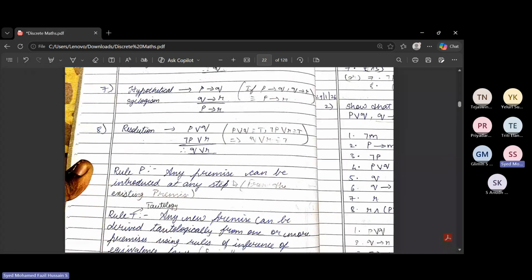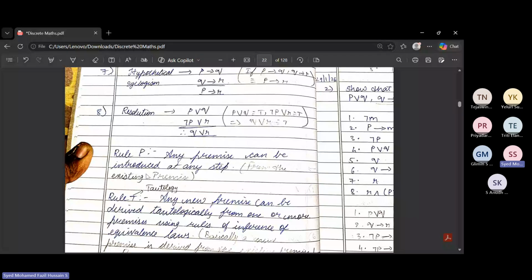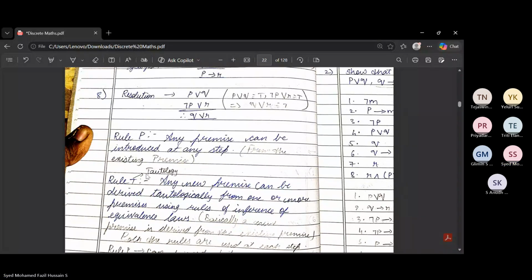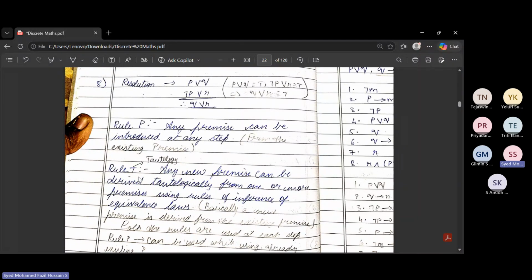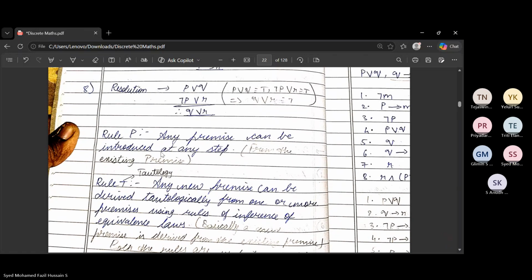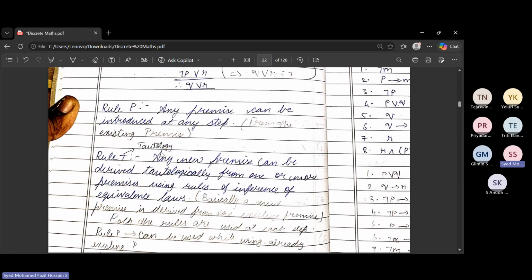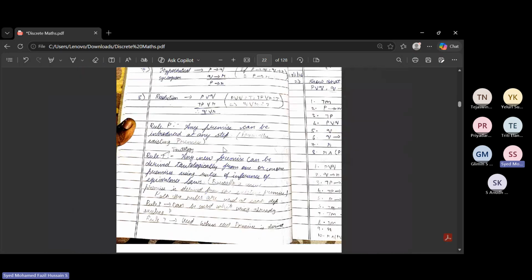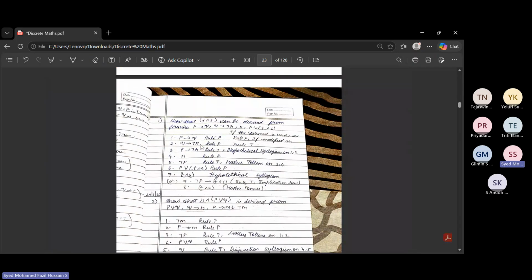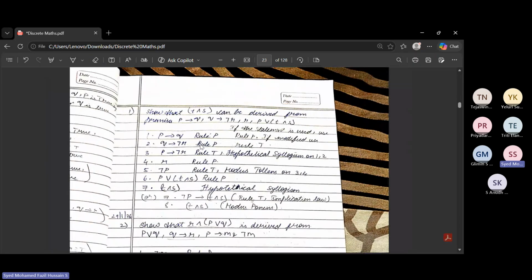Here we have something called rule P and rule T. Rule P is that any premise can be introduced at any step, and rule T is that any new premise can be derived from the earlier steps. Let's take an example so that you can get clarity on it.